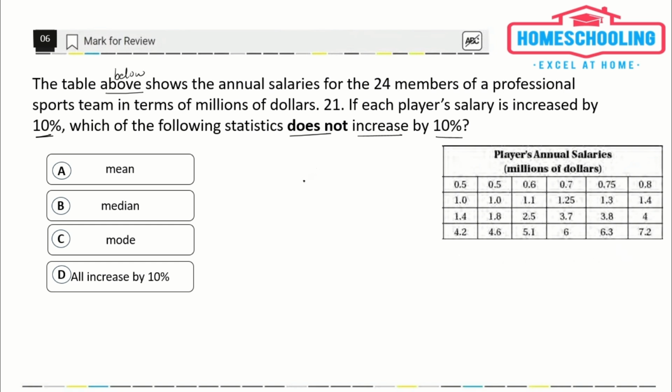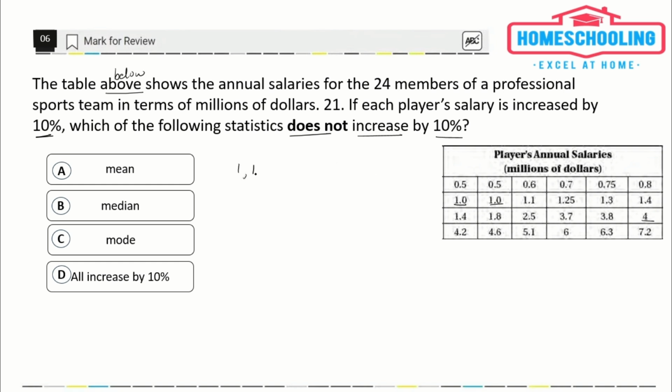So the question is asking that if all the numbers in the data sets, these 24 number data set, are increased by 10%, what is going to be the effect on their mean, median, and mode? Are they going to increase by 10% or not? We have to find that out. So instead of taking all the 24 numbers, let's take any 3 simple numbers. Let's say this is a simple whole number, this is also a simple whole number, and we have 4 here.